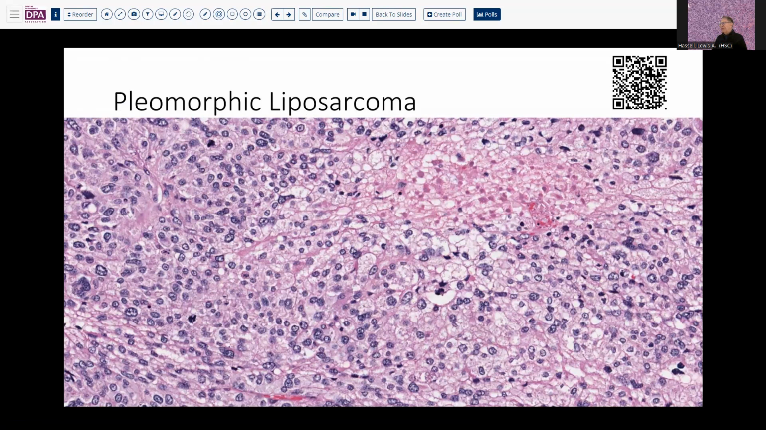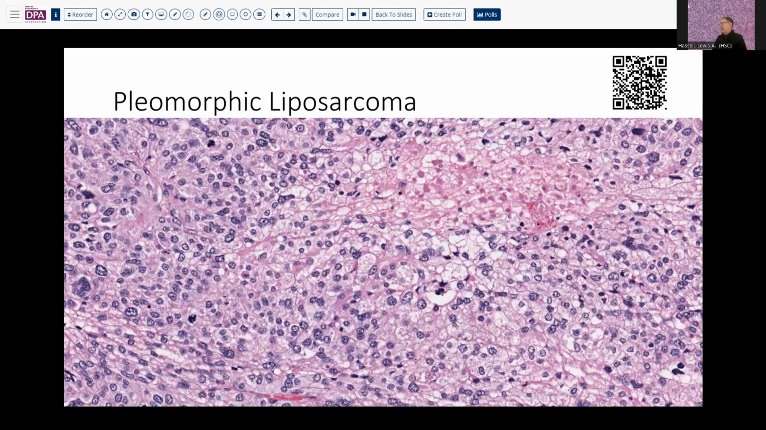In the clinical findings, the background of this is typically middle-aged patients, so patients in their 40s to 60s, males and females equally affected. This can occur in a subcutaneous location as well as occasionally in deep locations over a very broad distribution in the body. It does have some weak association with neurofibromatosis type 2, which is an interesting scenario.